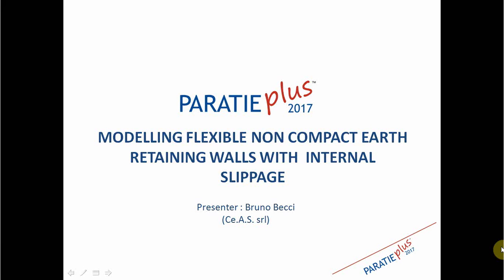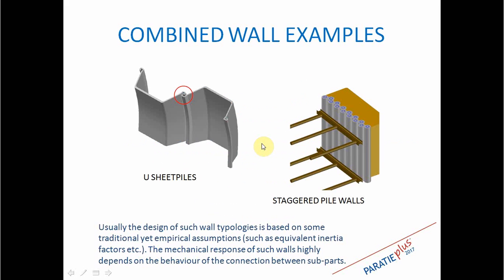In this video, we will present a feature of Paratie Plus that has been included to model some special retaining walls that are not compact but may behave as a wall with internal slippage. This kind of wall can be considered as walls like U-sheet piles or staggered pile walls.